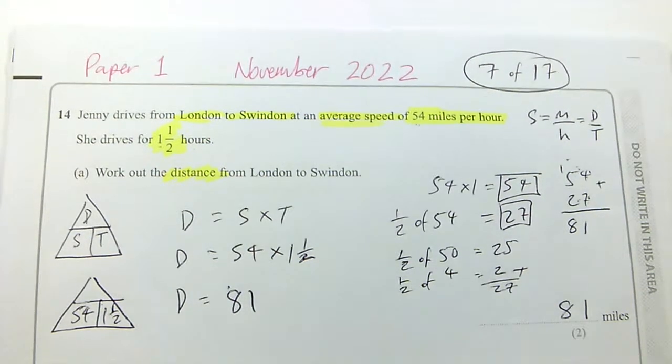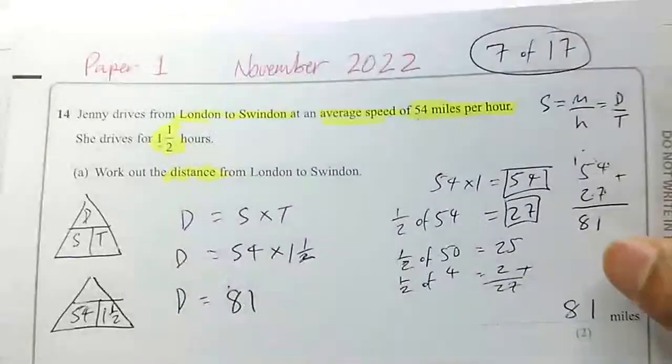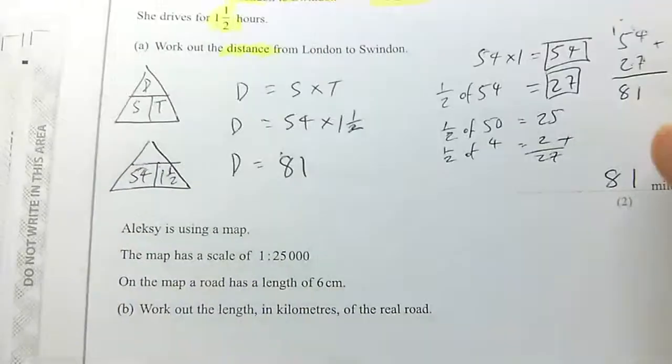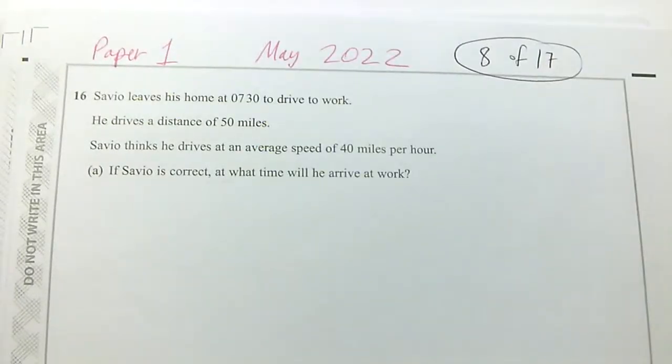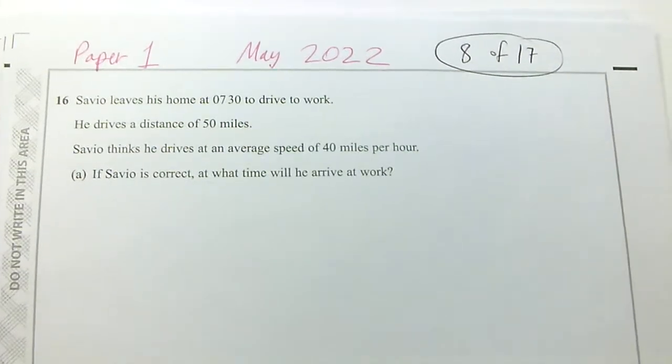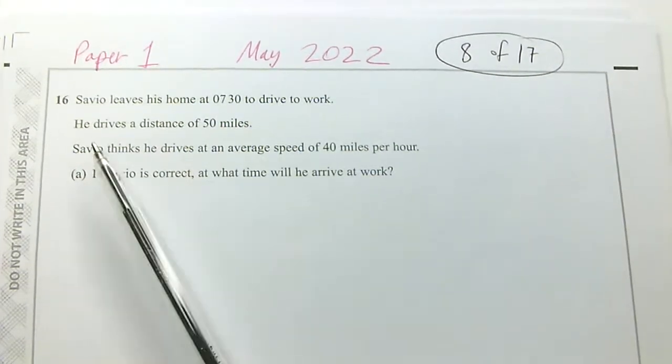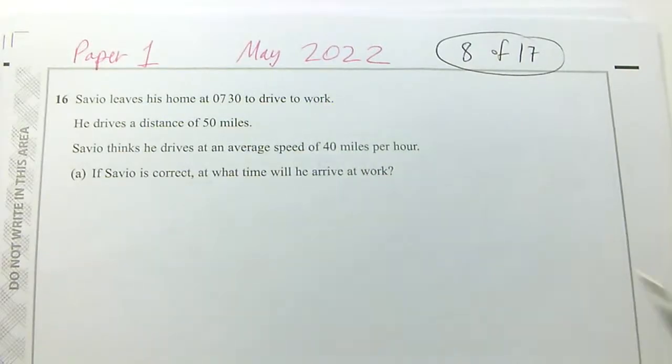Part B, we're going to ignore again because it's not really linked to speed, distance, time. It's another topic, which is for another time. Okay, this is now our 8th question of 17. And again, this is paper 1 of May 2022. Press pause and have a go. And again, when you're ready, you can press play for the answer.